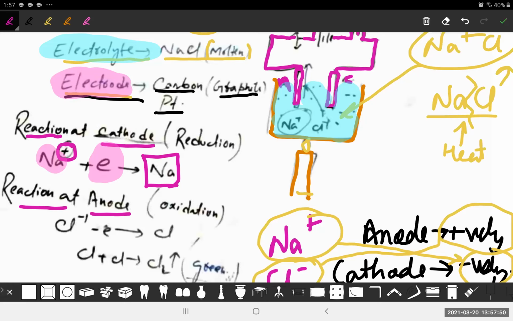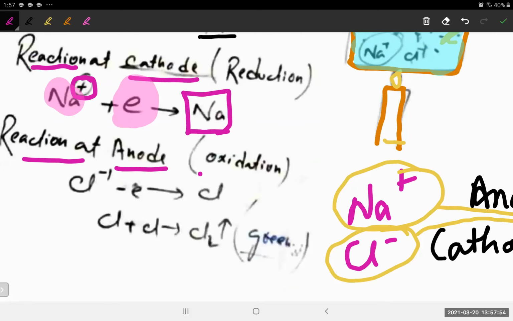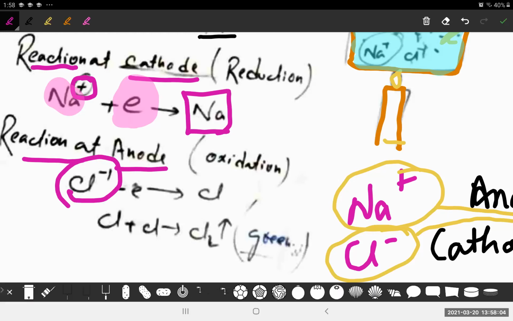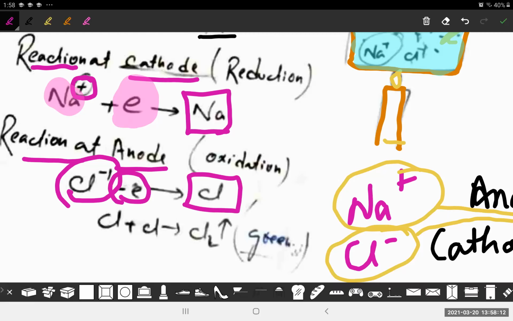Okay, let's take the example of chloride now. Reaction at anode. What happens in chloride? Anode is what? Positively charged. Okay, so positive attracts negative. Chloride gets attracted to the positive anode. It will take away electrons. Okay, it will turn into a neutral chlorine atom. So just keep this in mind.